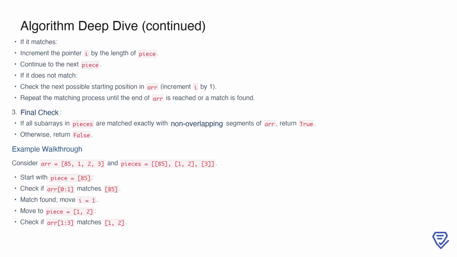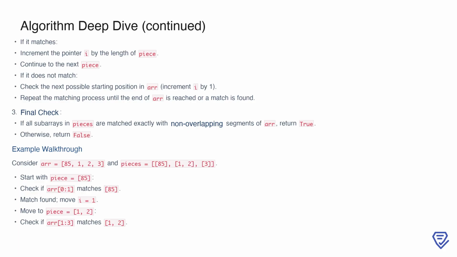If a subarray from pieces matches the corresponding segment of ARR, we increment the pointer by the length of the matched subarray and proceed to the next subarray. However, if it does not match, we shift the pointer in ARR by one position and attempt to find the match again. This process continues until either the subarray is matched or the end of ARR is reached. Finally, once all subarrays have been checked, we verify whether the entire pieces list was successfully matched to non-overlapping segments of ARR. If so, we return true. Otherwise, if any subarray cannot be matched or overlaps occur, we return false.